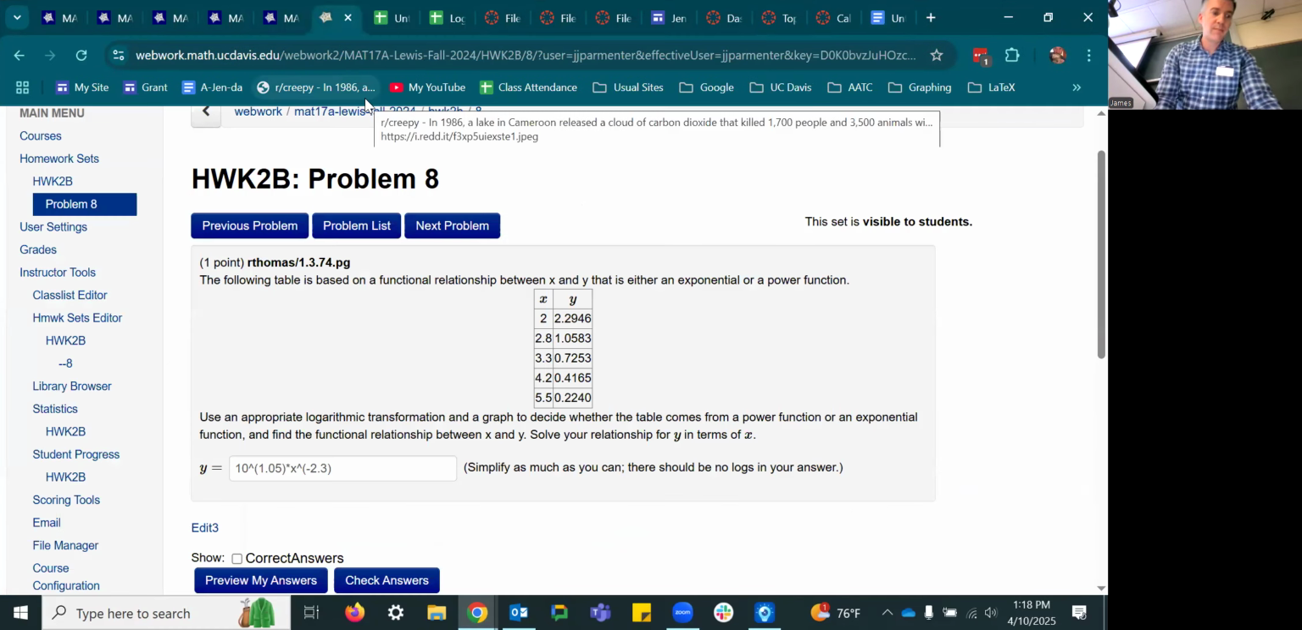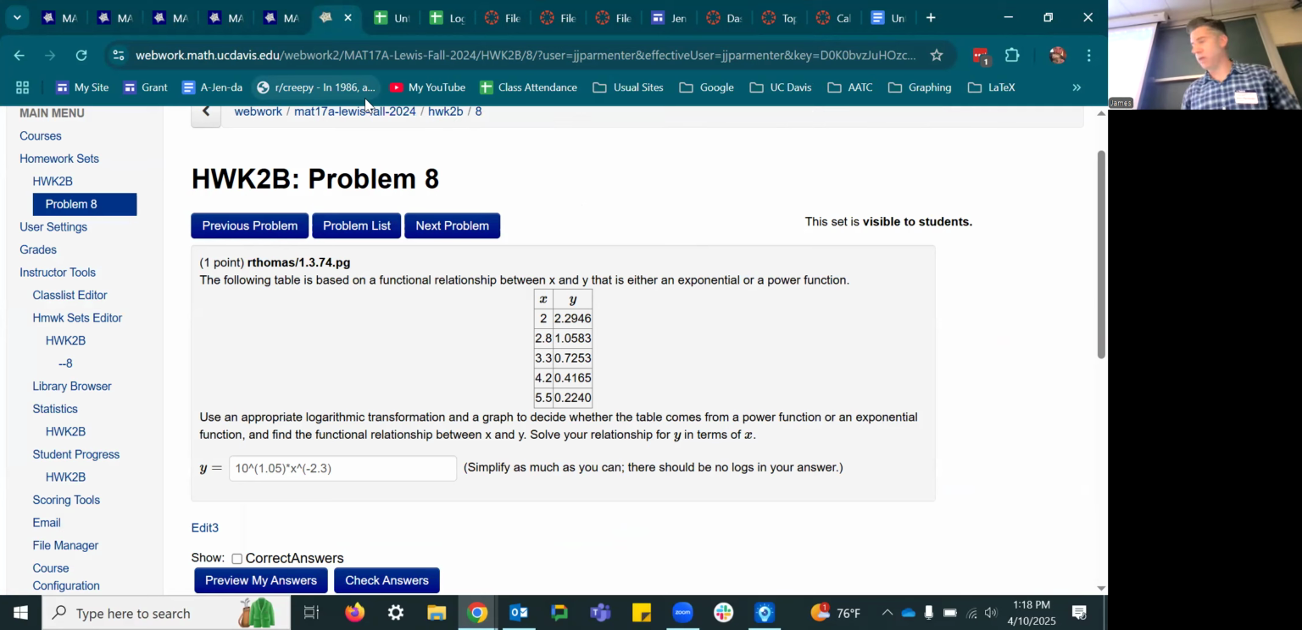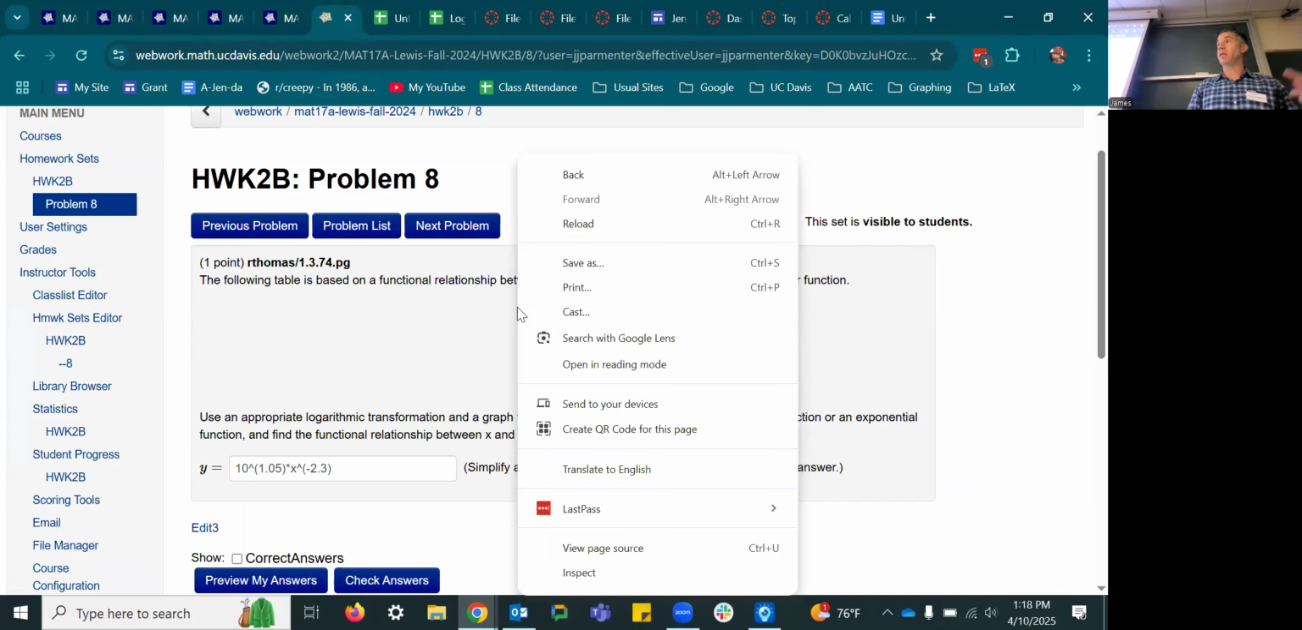So here is a question similar to ones on your web work. They're giving us a table based on the relationship between X and Y, and they're telling you that the relationship either is exponential or power. Meaning, if it's exponential, it's going to be linear on a semi-log. If it's a power function, it's going to be linear on a log-log. And our job is to figure out which one it is.